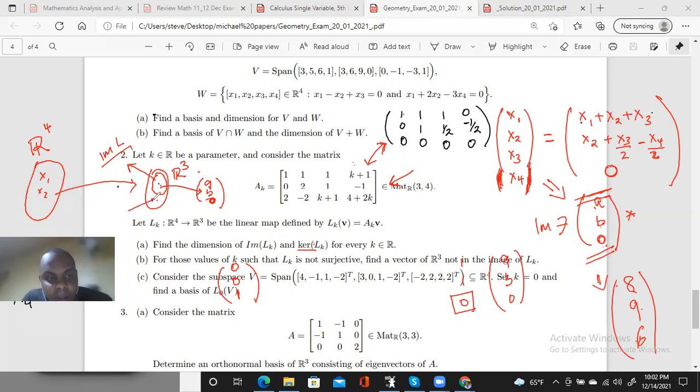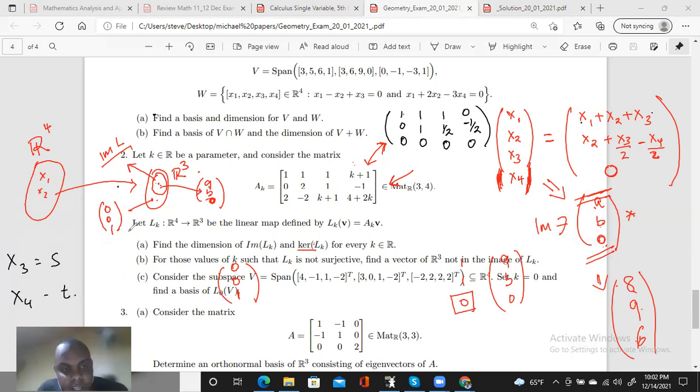So if you think of a vector that doesn't have a 0 at the end, then that vector is going to be outside the image. For example, (0, 0, 1), or another like (8, 9, 6). These are examples that are outside the image of L. L is a function. This is the domain. R3 is the codomain. And then the small circle in there is the image of that function L.